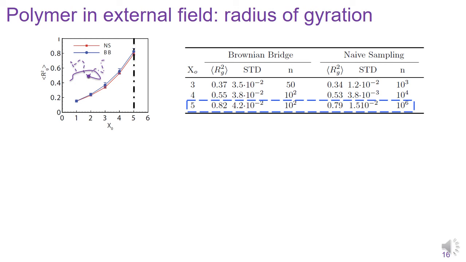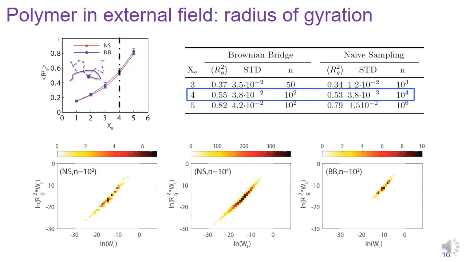To further illustrate the reasoning behind this, we plot the phase space in terms of Boltzmann weight. What we find is that naive sampling is not biased towards any Boltzmann weight, therefore it is really inefficient. On the other hand, the Brownian bridge can focus on the high Boltzmann weight regions, therefore the simulation is very efficient.